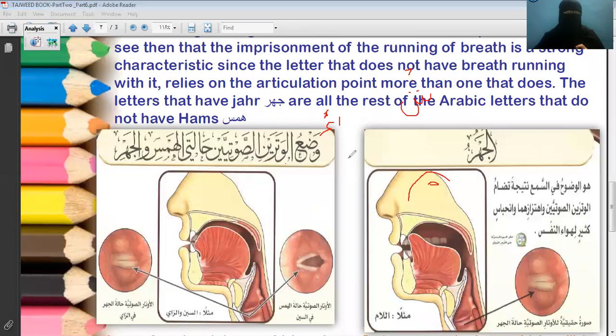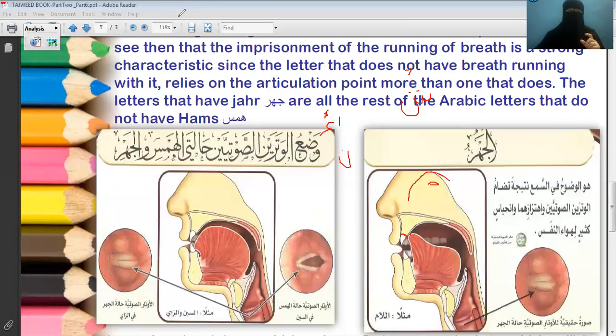For example, letter noon, the tip of the tongue touches the gum of the two upper incisors, or lam. No, I'm sorry, I don't want sin. I want lam or noon. Noon is very easy. The tip of the tongue touches the gum of the two upper incisors. Can you try with me? And I close the articulation point of the letter, but Sheen I touch simply. Hamza, I am closing the two vocal cords. Okay, so this is the meaning of hams.